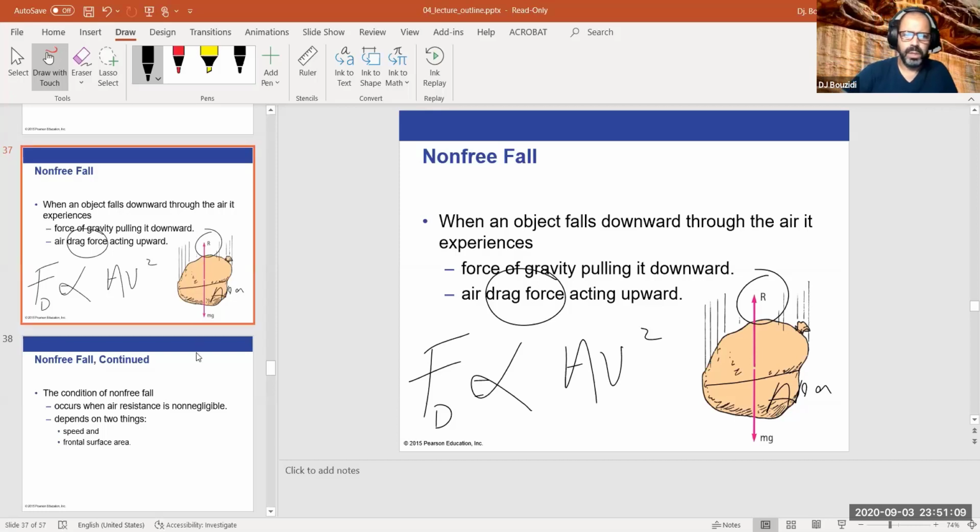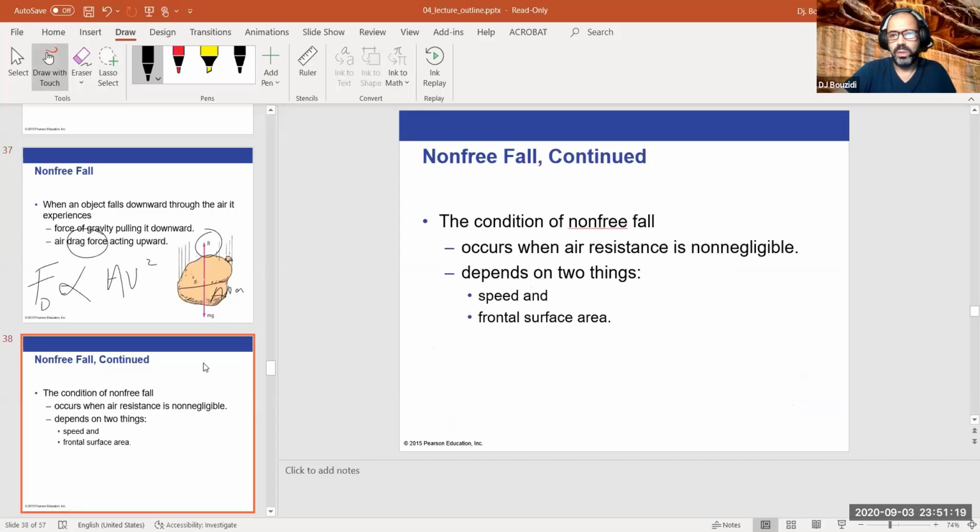The Earth has a density of air which is very, very small compared to that of Venus, but very, very big compared to Mars. So the condition of non-free fall is when the air resistance is non-negligible. You cannot neglect it. Like for example, the feather. That's not a free fall. And it depends on two things: the speed and the frontal surface.